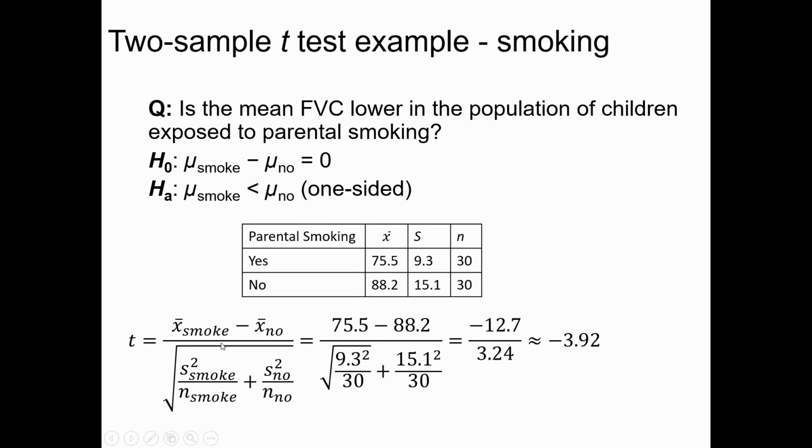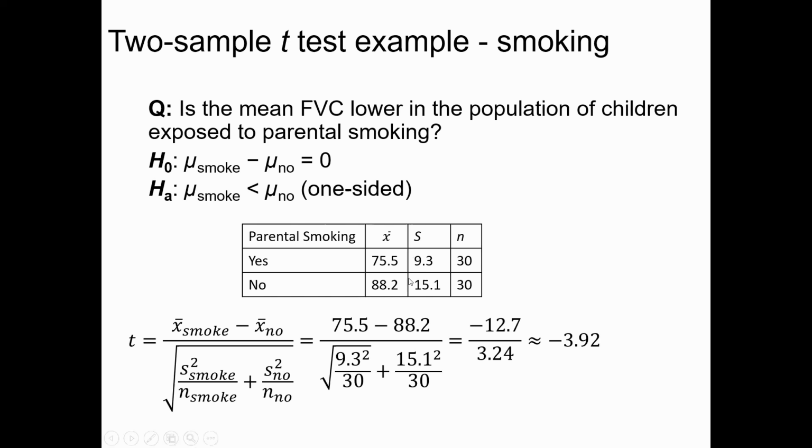divided by, and what this big thing here on the bottom is just the standard error of the difference between the means. It's also pretty simple. It's just the standard deviation squared for the smoking group, which is variance, right? We already learned how to calculate that. We did it by hand, divided by the number of people in the smoke group. And then you add that to the variance, or the standard deviation squared, of the no smoking group and divide that by the number of people in the no smoking group.